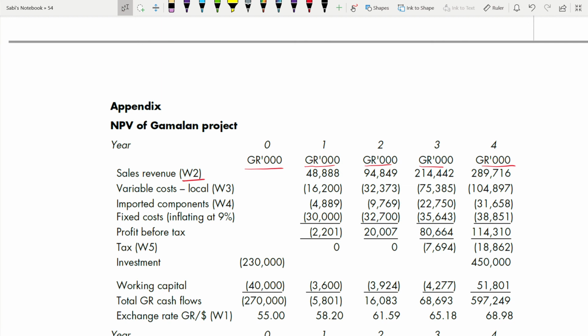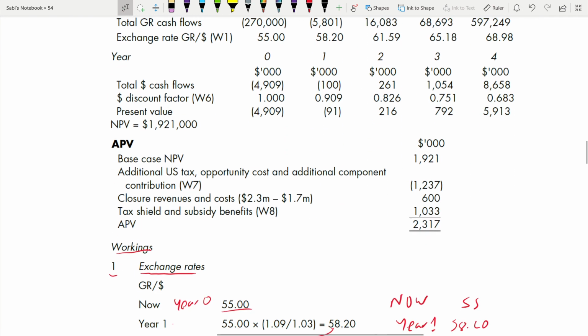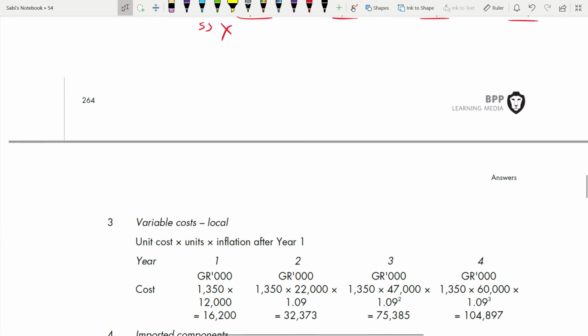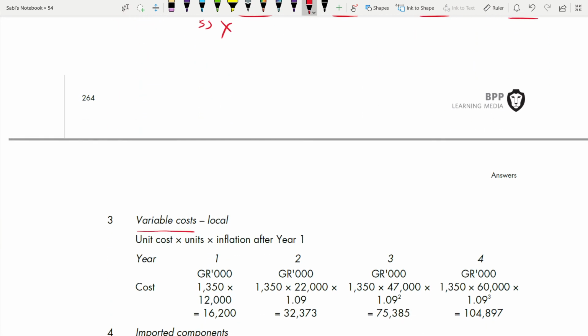Now coming to the variable cost, local, working 3. Okay, so working 3 is your variable cost. Each working has a number in that order only, the way they have done the calculation. It is following that order, and also the name is given.